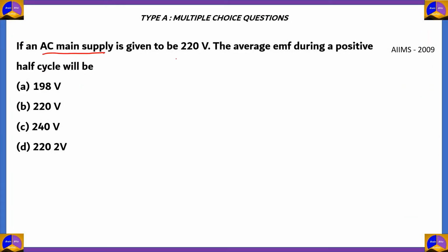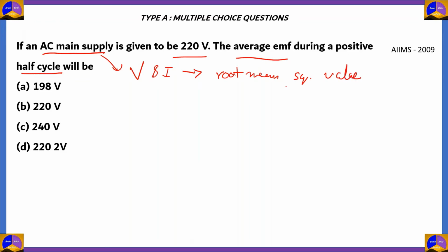If an AC main supply is given to be 220 volts, the average EMF during a positive half cycle will be option A 198, option B 220, option C 240, option D 220. So in an AC main supply, the value of voltage as well as current will be the root mean square value. So the value that is written on an AC main supply is the root mean square value of the given quantity.